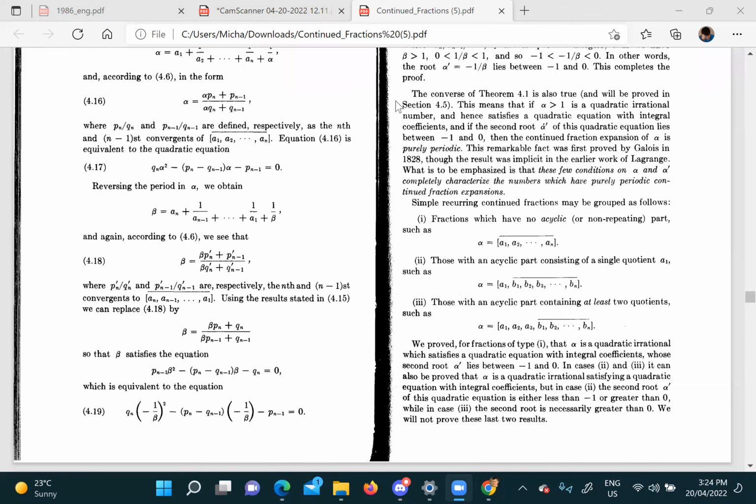Okay, so what this section has claimed is that fractions like this, where it starts repeating from the get-go, are called purely periodic continued fractions. And the numbers which they represent are exactly what's called the reduced quadratic irrationals. They're the numbers which satisfy a quadratic equation with integer coefficients whose other root is also between -1 and 0.